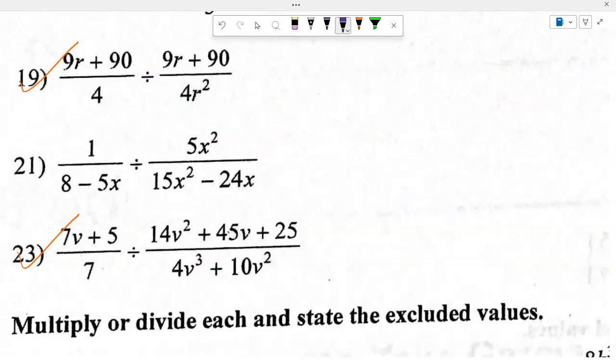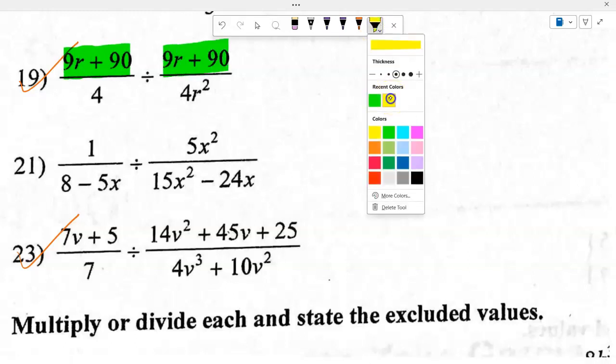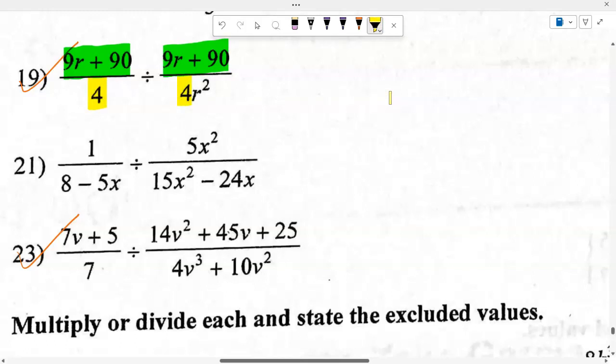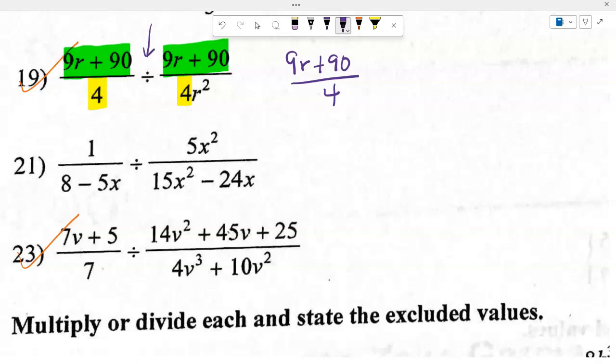When I saw problem 19, I noticed that I have 9r plus 90 and I have 9r plus 90. I also noticed that we have a 4 and we have a 4, which indicates to me that it's not going to be a very hard problem to simplify. So we have 9r plus 90 divided by 4. Remember that the division in a fraction problem is going to be multiplication now. The second ratio, you're going to have to find the reciprocal.